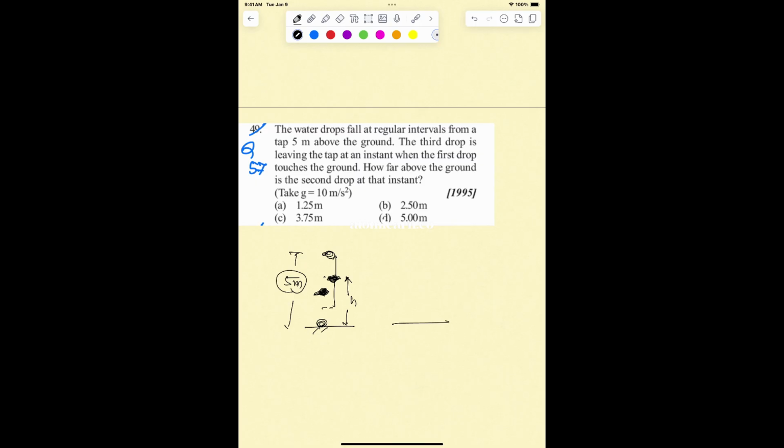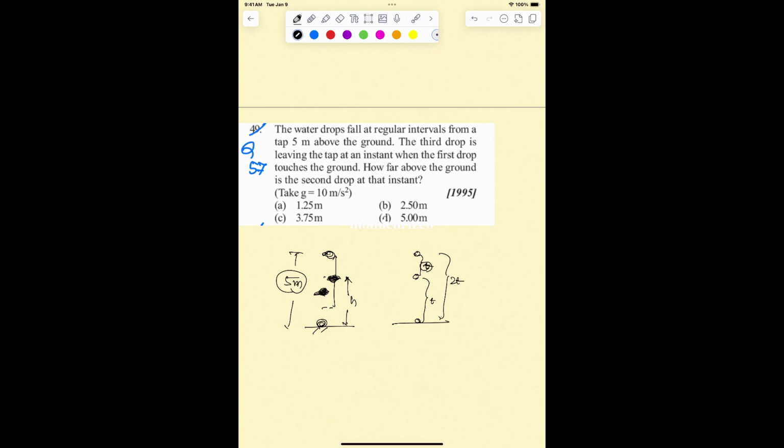This is now the time taken. Let me now redraw it nicely here. This is the topmost point, this is the bottommost point, and somewhere here is the middle drop. Water drops fall at regular intervals, which means the time during which the second has fallen is the same as from the second to the third. Or rather, the total time of fall is 2t, and this is t.